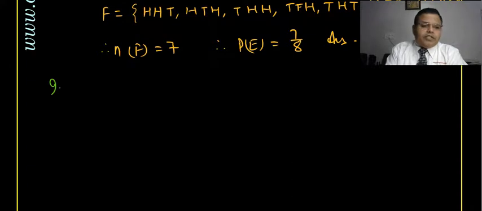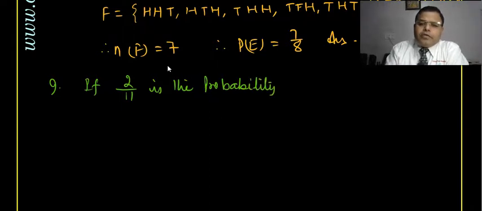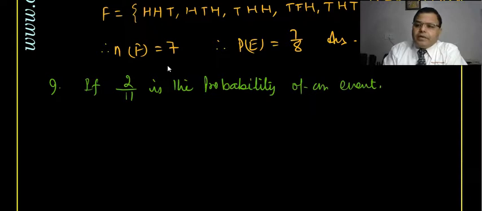Now let us consider question number 9. If 2 by 1 is the probability of an event, what is the probability of the event not A? 2 by 1 is not possible. This is a printing error. I am not able to see it, but I have taken it as 11. If 2 by 11 is the probability of an event, then what is the probability of the event not A?